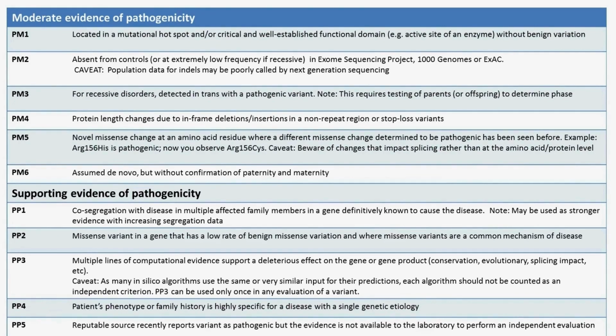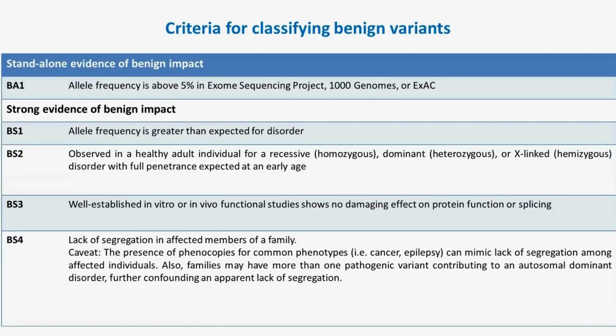A variant will be put in the PP5 category if a reputable source recently reports the variant as pathogenic, but the evidence is not available to perform the independent evaluation. Now coming to criteria for classifying benign variants. On the basis of standalone criteria, if the allele frequency is above 5% in a population database for any variant, it will be put in the BA1 category.